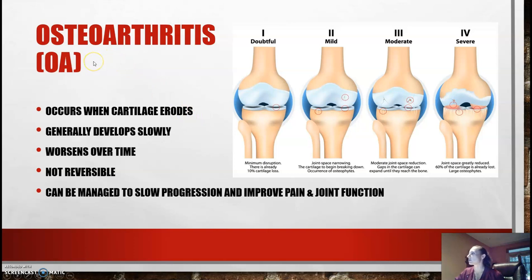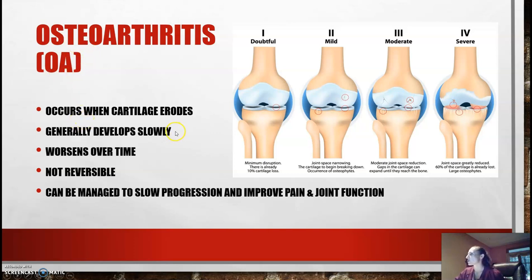Students sometimes get the two confused, but if you know your prefixes and suffixes, you can break these words down to figure out what they mean. So osteo, of course, always refers to bone. The middle section here, arth, refers to joint, and itis is inflammation. Sometimes you'll see us just use OA, an abbreviation for osteoarthritis.